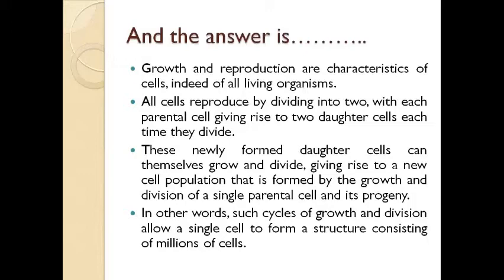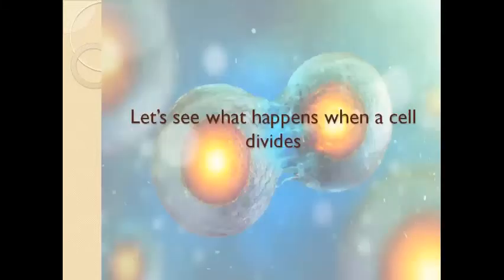So this division, cell cycle and growth come together in such a way that it produces millions of cells. To begin our class, I just want to give you a visual effect of how a cell is divided. So this is a pictorial view or image of a cell divided into two daughter cells.